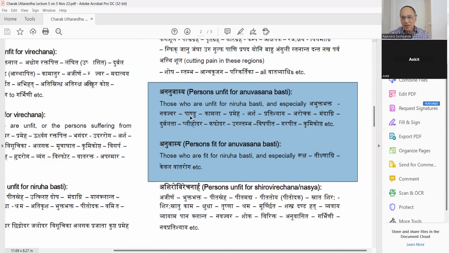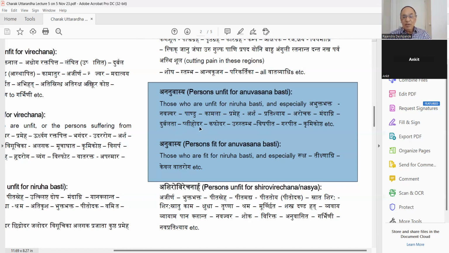Then Navajvara, no oil enema, because Navajvara is because of the Sama Rasa Dhatu. Jvara is a Sama problem, Ama problem. Okay. Then Pandu, anemia, Kamala, Prameha, diabetes, Arsha, that is piles, Pratishyaya, running from the nose, Arochaka, that is a Kapha problem, loss of appetite. Mandagni, Kapha problem, no digestion.